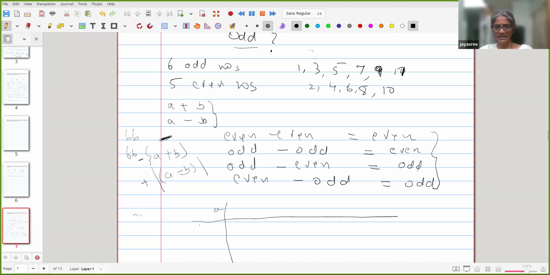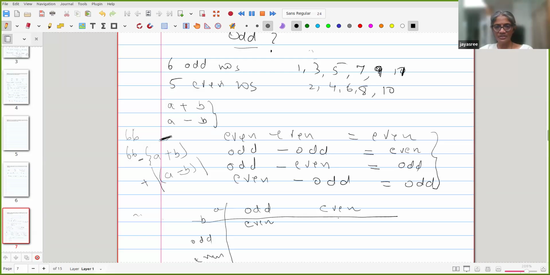Here we have A and here we have B. A could be odd or even, and B could be odd or even. Okay, now I will write: if A is odd and B is odd, A plus B is even.